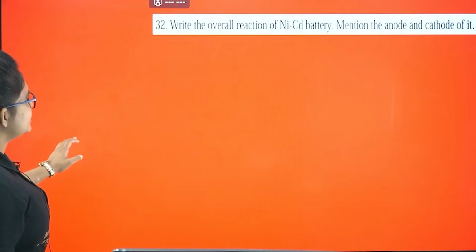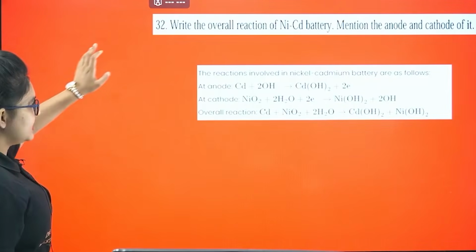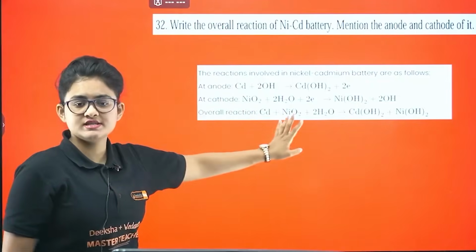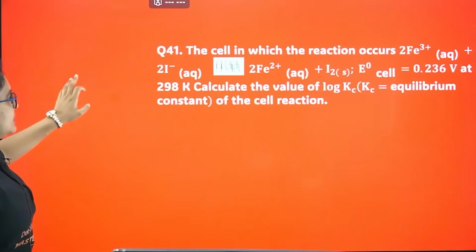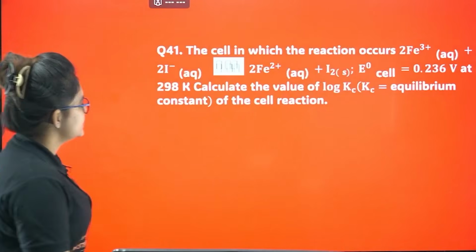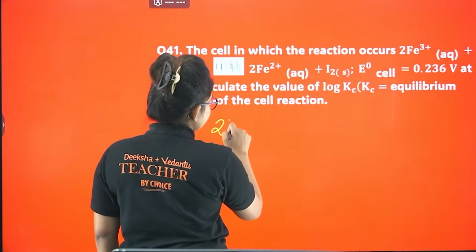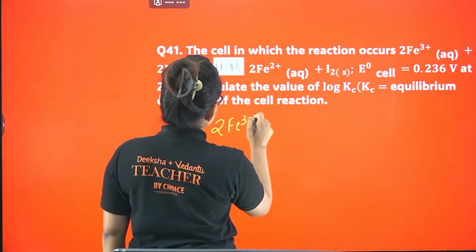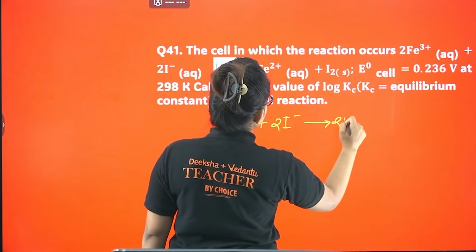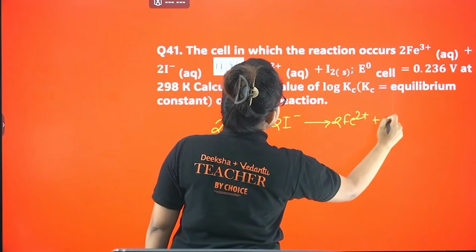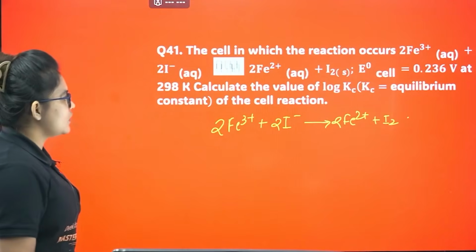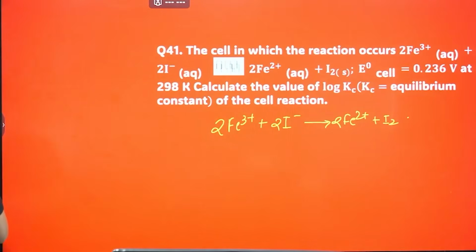Okay, write the overall reaction of the nickel cadmium battery. Here you can see this is the anode reaction, cathode reaction, and overall cell reaction. Okay, next question. Here you can see the cell is the cell in which the reaction occurs. Let me just write it down for you. 2Fe3+ plus 2I- will give you 2Fe2+ plus I2. This is the reaction. E0 value is given. Calculate log Kc.